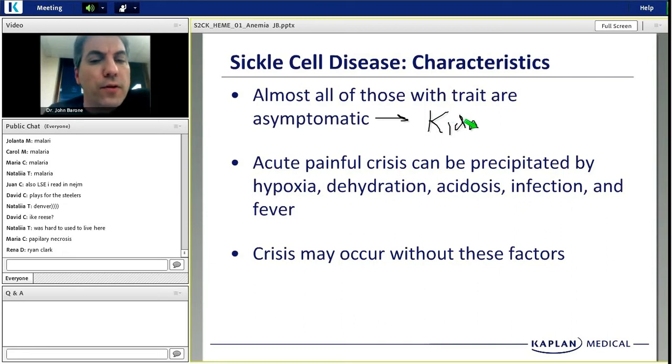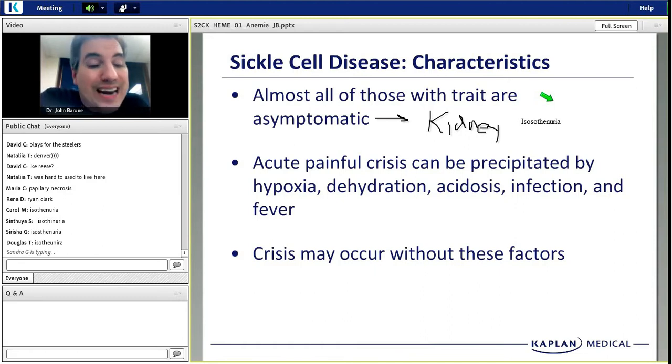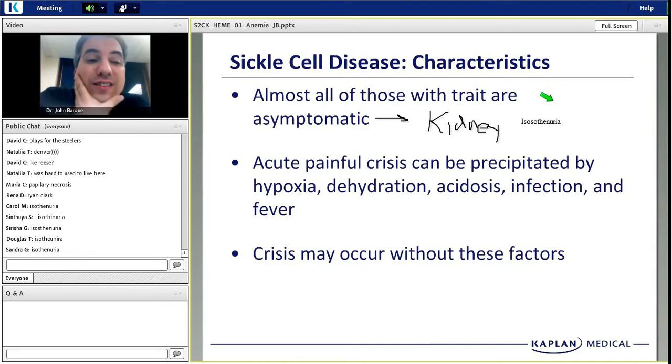But I want you to remember they can't concentrate urine because the renal papilla gets damaged. You get papillary necrosis, and therefore they can't concentrate. What is the medical term for I can't concentrate my urine anymore? Well, urine's always the same. They call it isosthenuria, that means equal. Isosthenuria is a $10 word for I can't concentrate my urine. So that's what you see with trait. Not many symptoms. Maybe a little blood in the urine, maybe a little concentration problem, maybe some urinary tract infections, but that's about it. Disease is the one who gets all the bad crises.